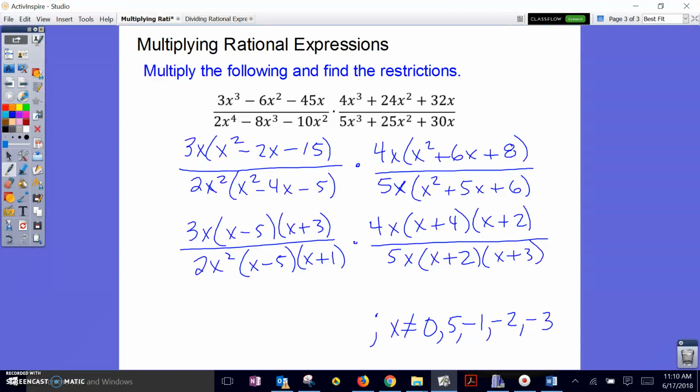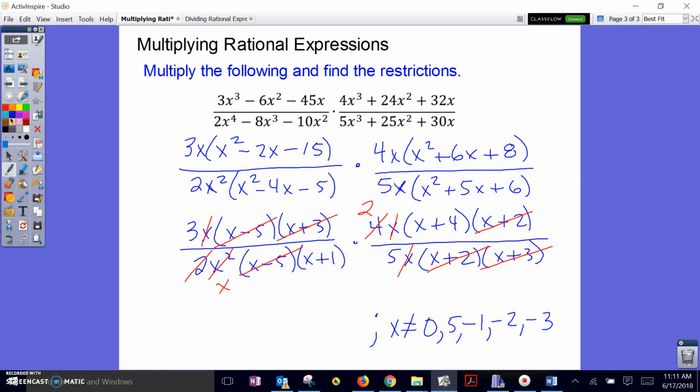And now I've got some canceling to do here. Let's see, I've got an x minus 5 and an x minus 5. Got an x plus 2 and an x plus 2. Got an x plus 3 and an x plus 3. I've got an x and an x. I've got an x and an x. That leaves an x behind there. And I can take a 2 out of both the 4 and the 2.